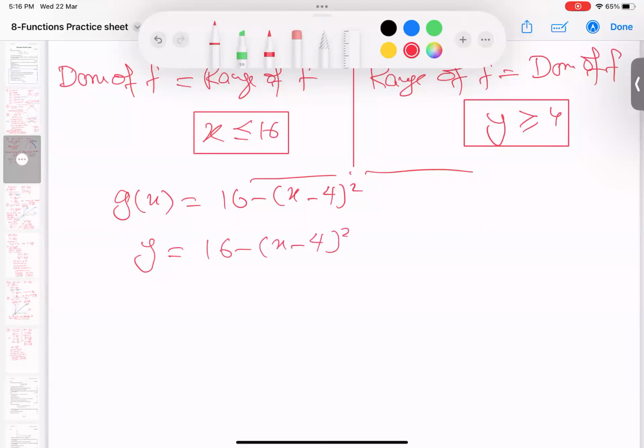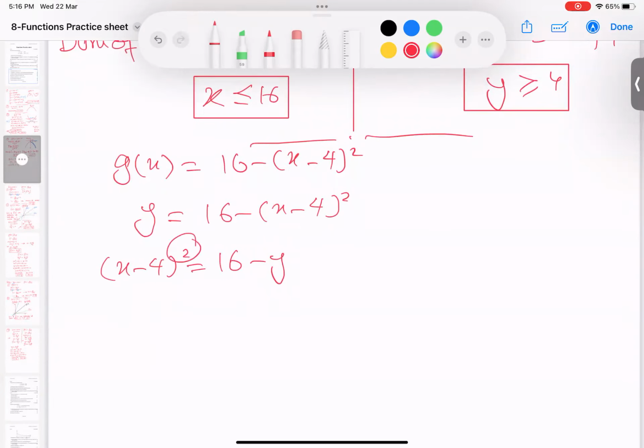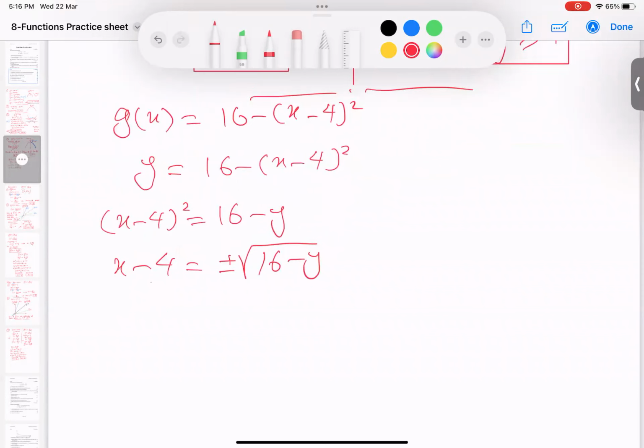Now try to make x the subject, but x has a negative sign outside. So this whole thing will come here and y will go to the other side. Now, how to remove the power 2? Take the root of both sides. Here is the interesting part again: we get plus and minus the root of 16 minus y. Now this 4 will go there and x is equal to 4 plus or minus the root of 16 minus y.